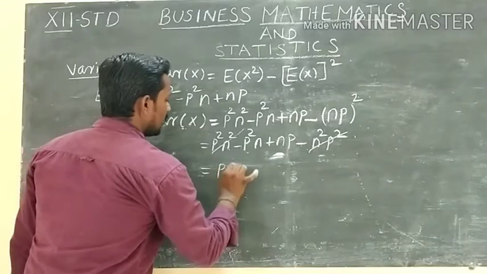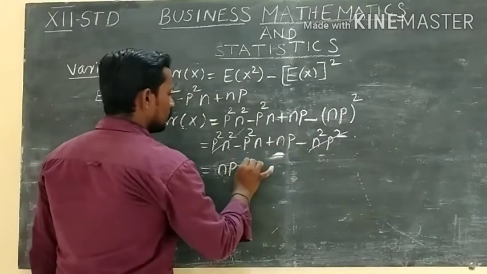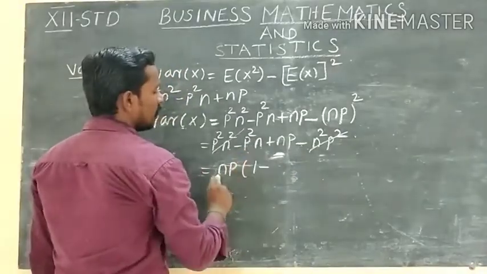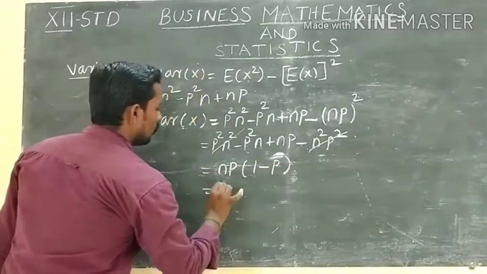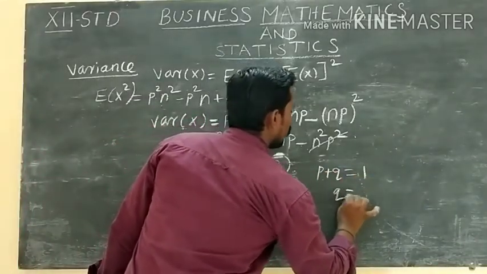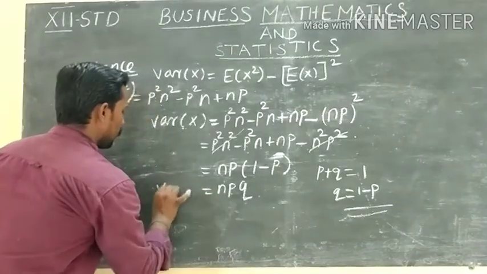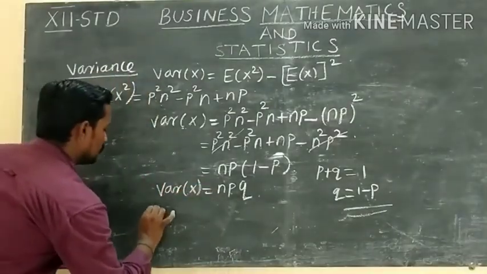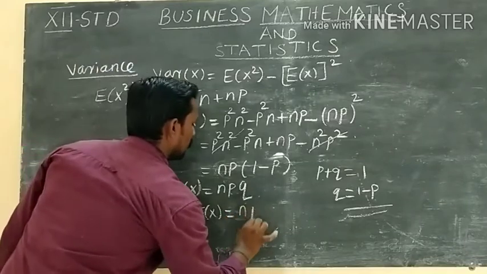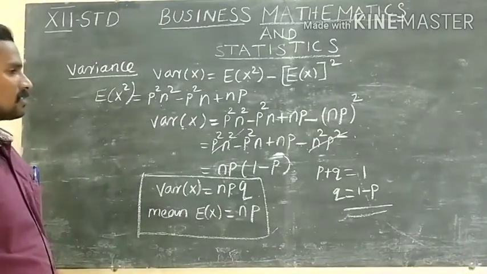Taking np outside as the common factor, here also np, here also np. Then the positive term is 1, and this is minus p, so the remaining is 1 minus p, which is equal to np times q, because p plus q is equal to 1, so q is equal to 1 minus p. So this is your variance of x, and the mean, the expectation of x, is equal to np. These two are your results. This is the derivation of the mean and variance of the binomial distribution.